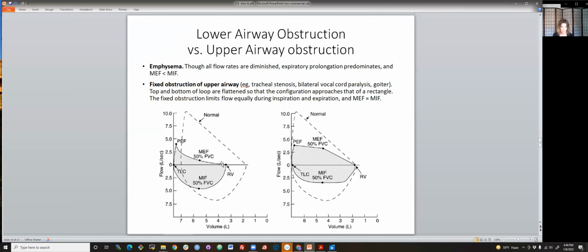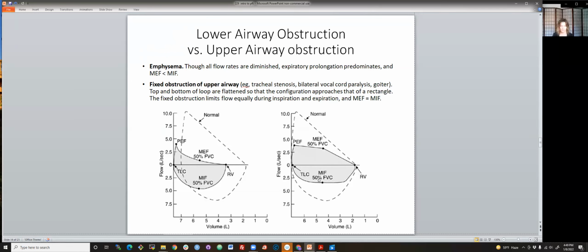What you're going to see is that the dome shape is still there on the inspiratory side, but when we get to the expiratory side, that peak expiratory flow rate is going to be significantly decreased. And then we have a dip in that expiratory flow. It curves in a little bit.